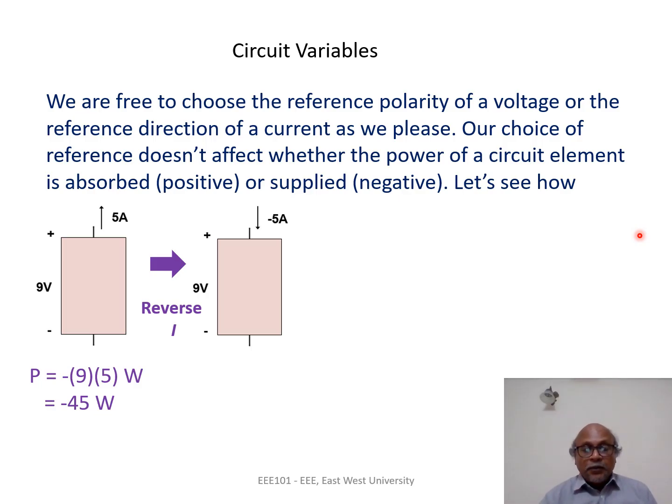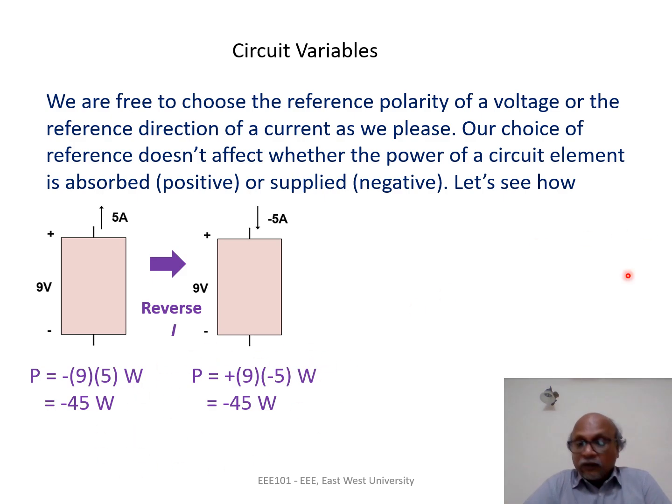We will use P equal to plus VI. So we start with a plus sign. The voltage is 9 volt. The current is minus 5 ampere. So the power again turns out to be minus 45 watts or 45 watts supplied. So in these two cases, our references are different. But because we used P equal to plus minus VI formula, we get the same result. Now we have two more possibilities. Let's look at those as well.